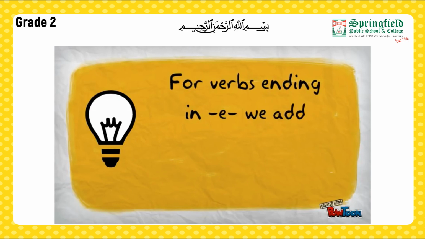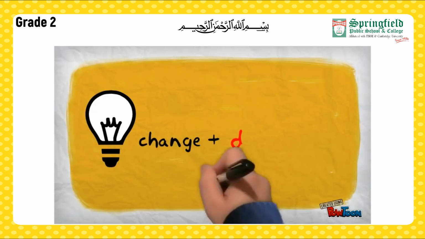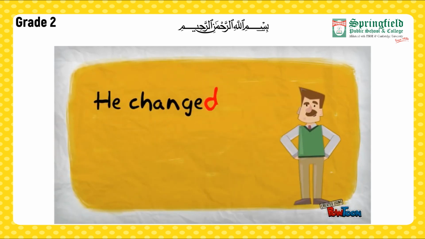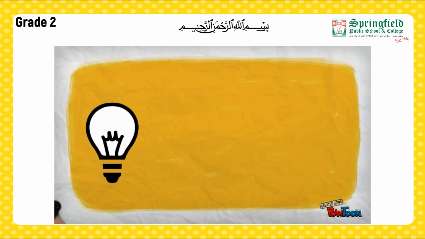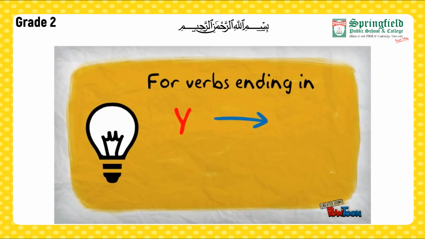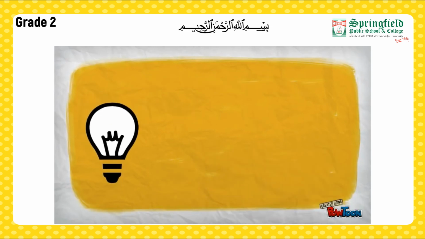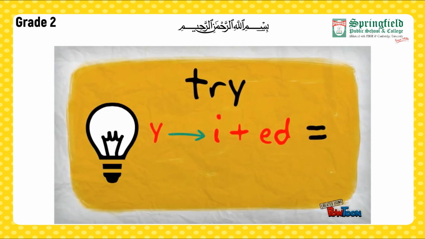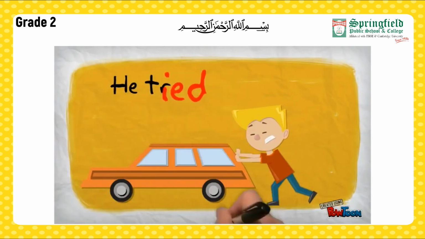For verbs ending in E, we add D in the end. For example, change, changed. He changed his clothes. For verbs ending in Y, first Y changes into I, and then we add E and D in the end. For example, try, tried. He tried really hard.